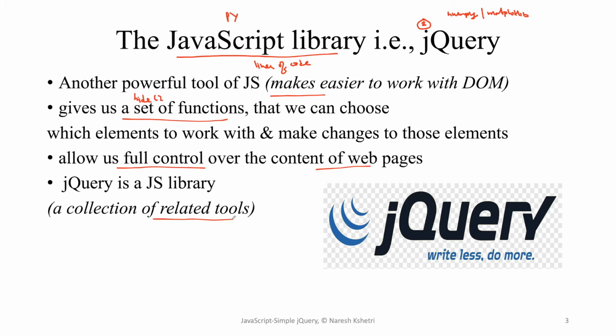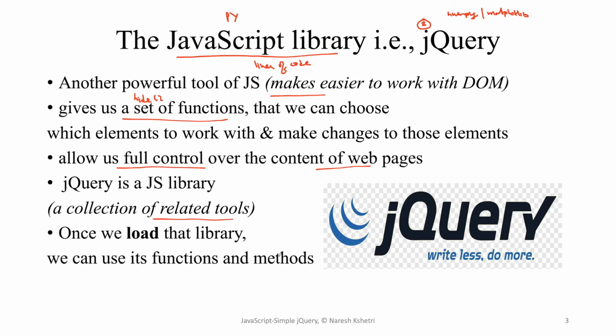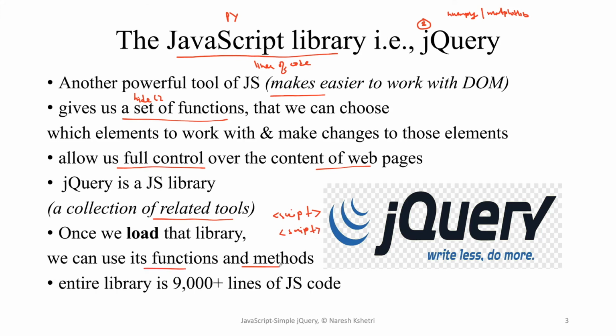This can be functions and elements, and once we load that library, which we can do with the help of a script tag, you all know that, after loading that, we can use its functions and methods that are predefined. And obviously the entire library is a file called jquery.min.js.